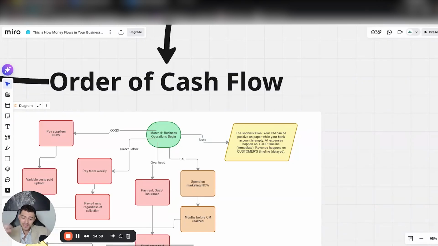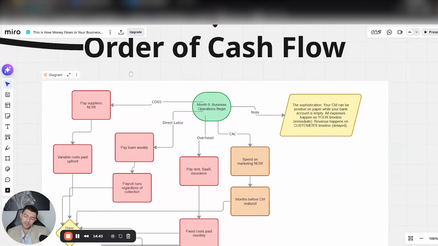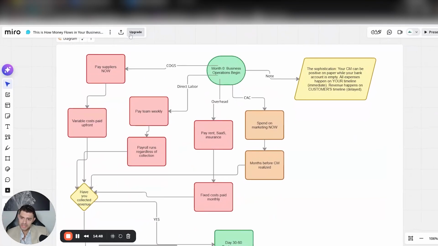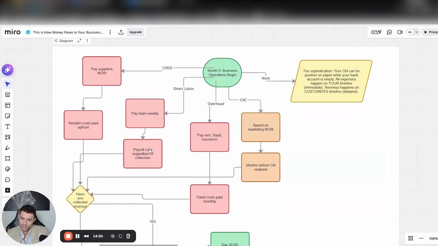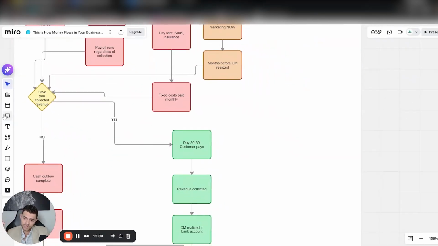And in the meantime, you got to suffer and you got to pay for all these things in between and take all that risk. And this is what happens when the business operation begins. You're paying your suppliers. There's variable costs that are paid up front. Then you have to pay your team weekly or bi-weekly or monthly. And then you have to run your payroll regardless of whether you made revenue or not. Then you have to pay rent, insurance, maybe software costs, maybe fixed costs that are paid monthly. And then you also have to keep investing in marketing and advertising all at once. And this is all before you collect revenue. So let's say you collect revenue, okay?